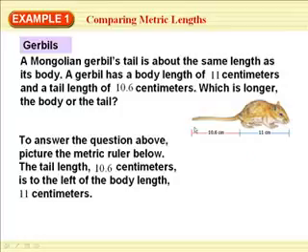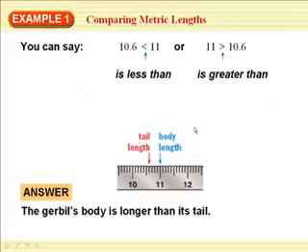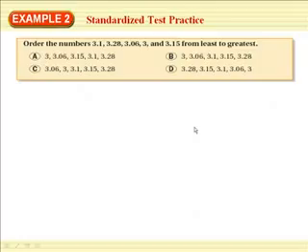Okay, the picture of the metric ruler below. There it is. And 10.6 is less than 11, so his body is bigger. They seem to have made that a little complicated to me, but that's just me.